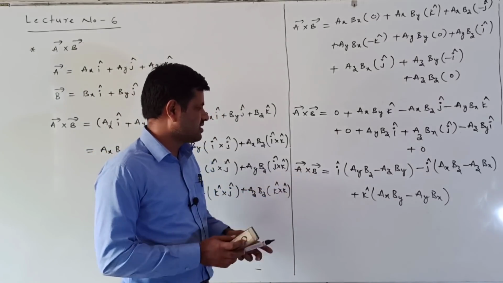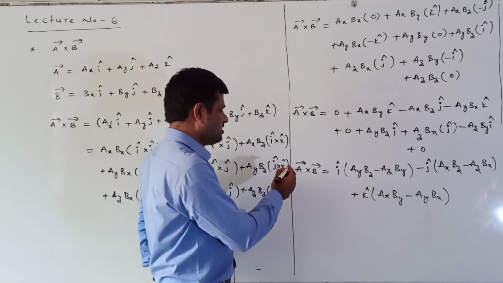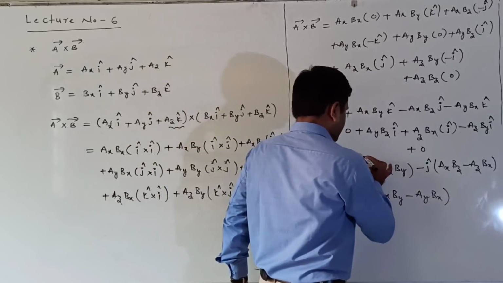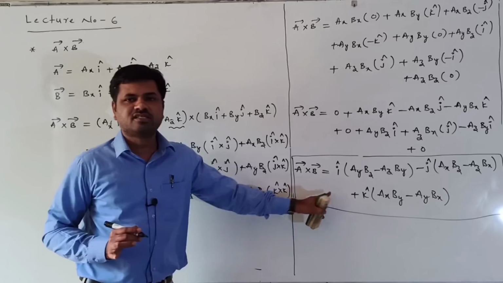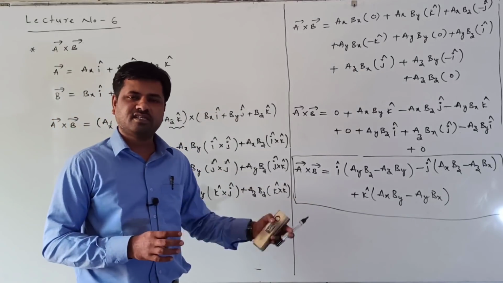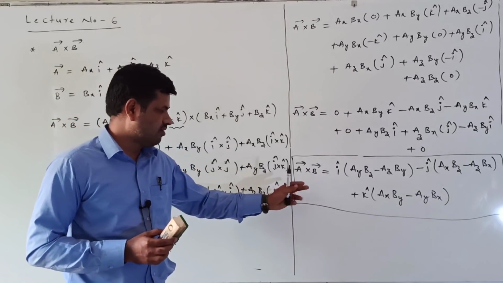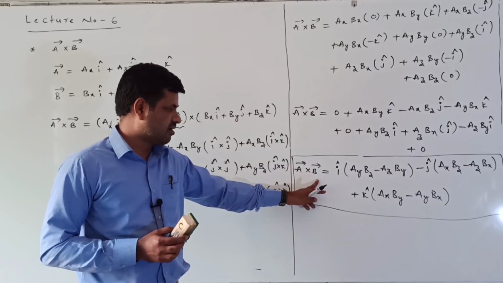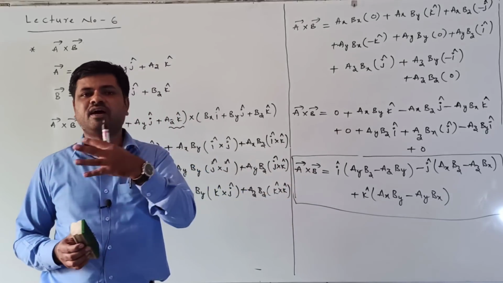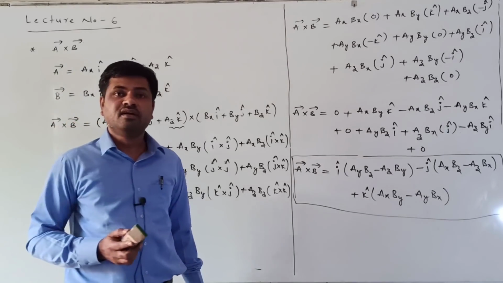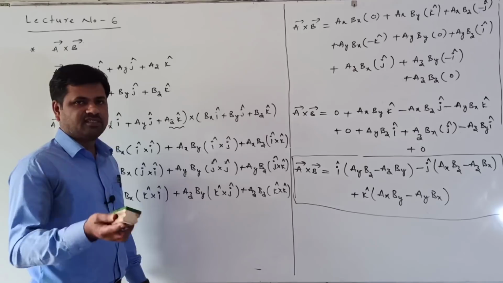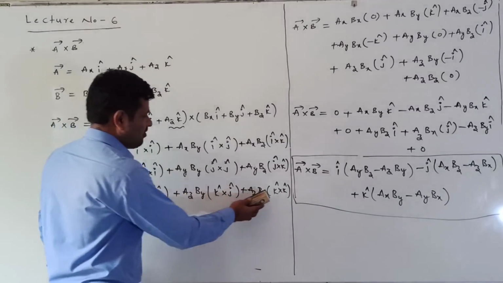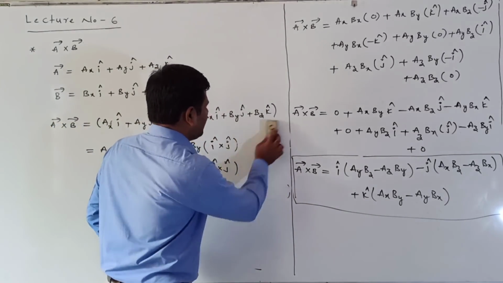The final value coming here, a bar cross b bar, is what we get in the general method. In the determinant method also we find this same value. That same value we get in the determinant method also. So it is a simple method, the determinant method, we will see here. Here we will compare both answers.